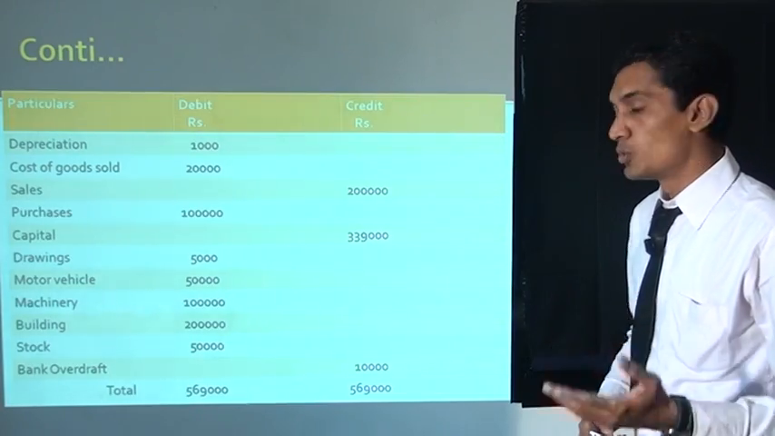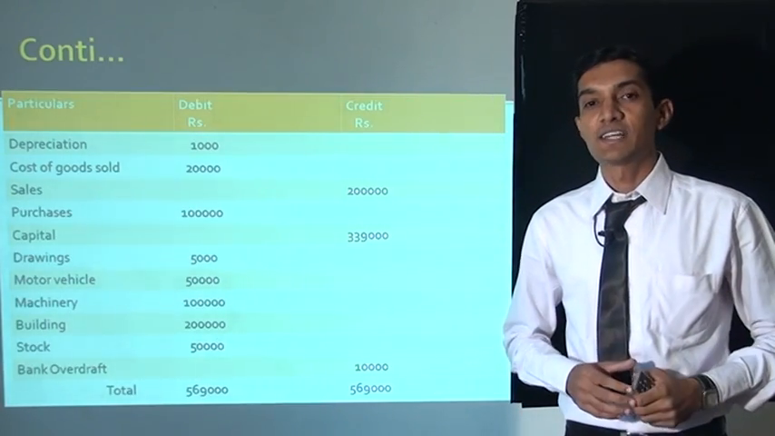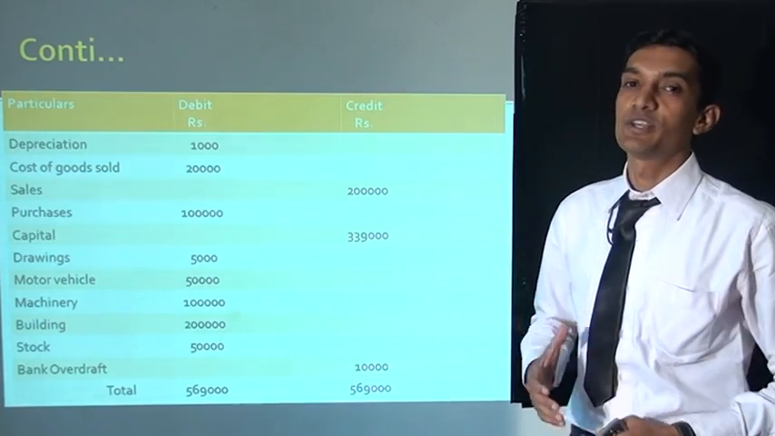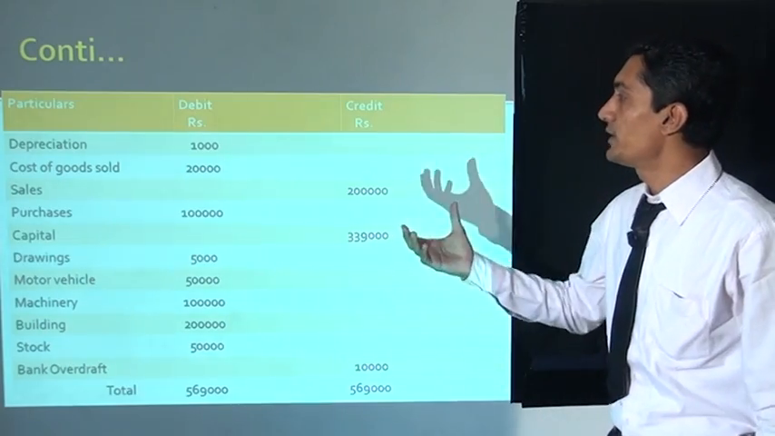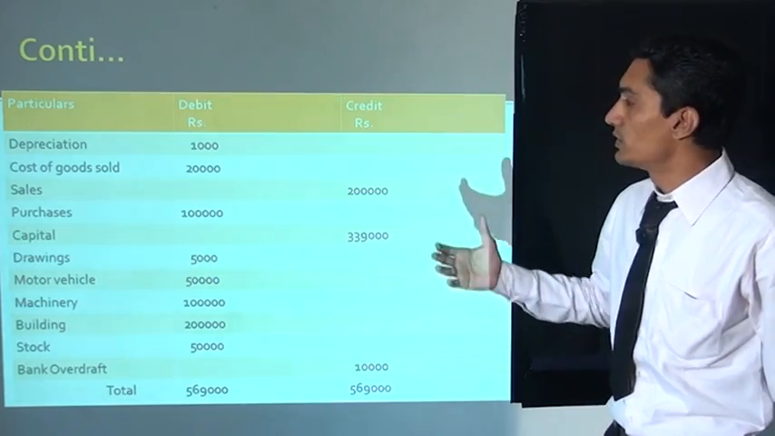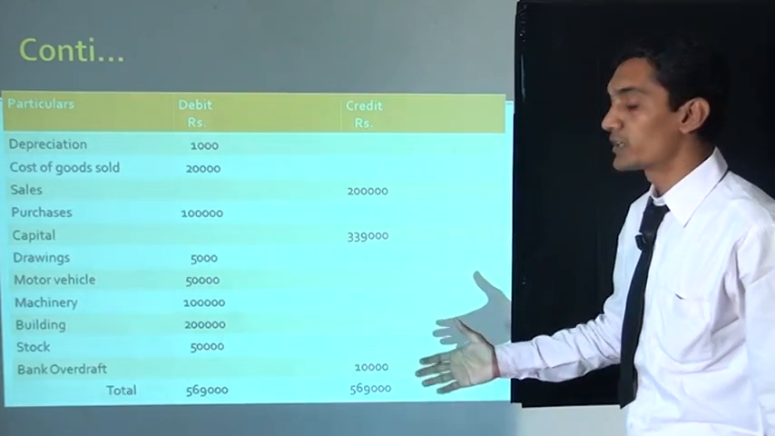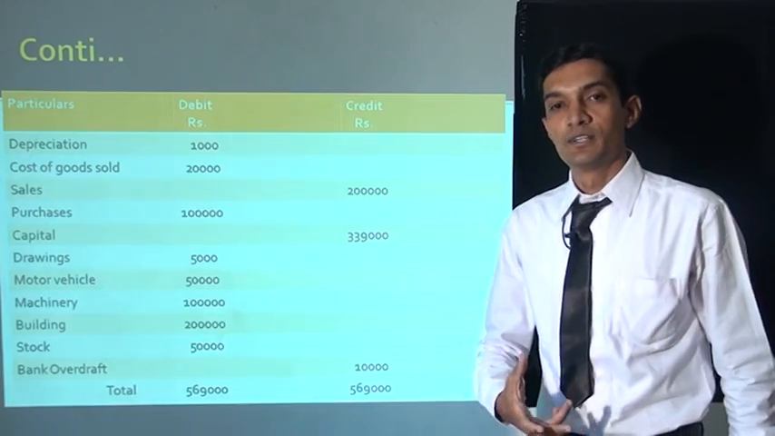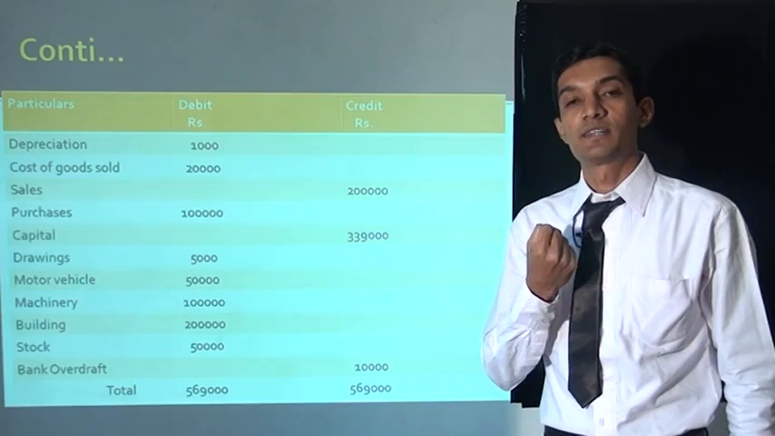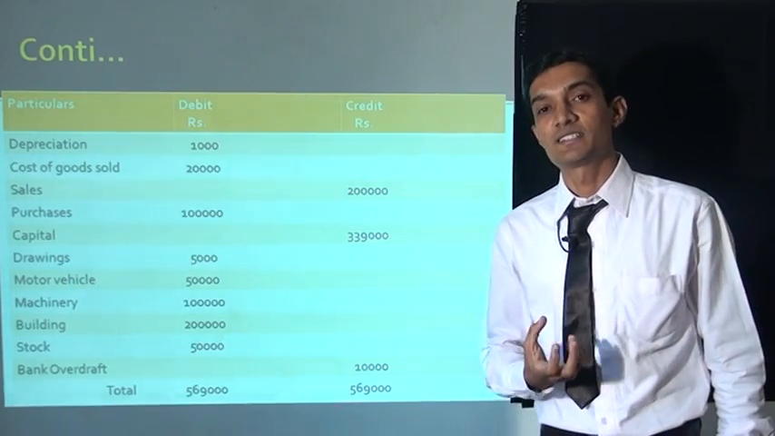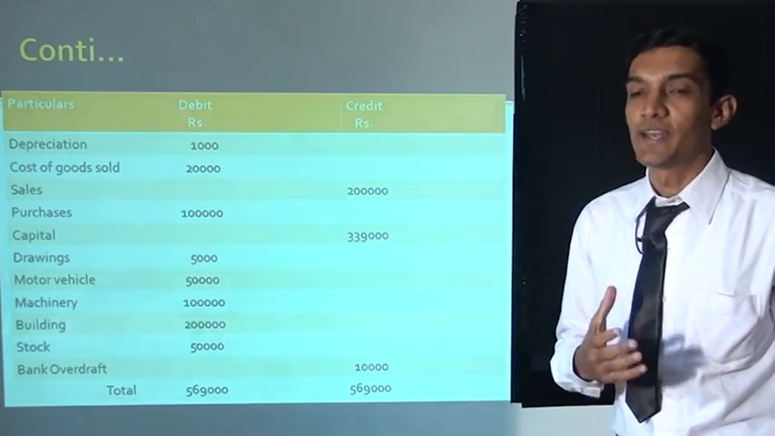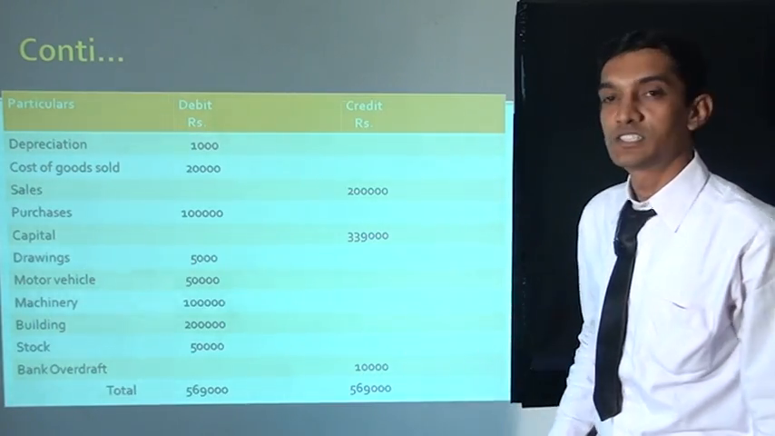Now all the transactions are completed. Then whatever we do, we check the arithmetic accuracy. So we check whether the debit and credit totals are the same or not. So we get the total here. Whenever you calculate, the total is the same. So the trial balance we prepared is arithmetically correct. There is no error in the trial balance. The total is 5,69,000.